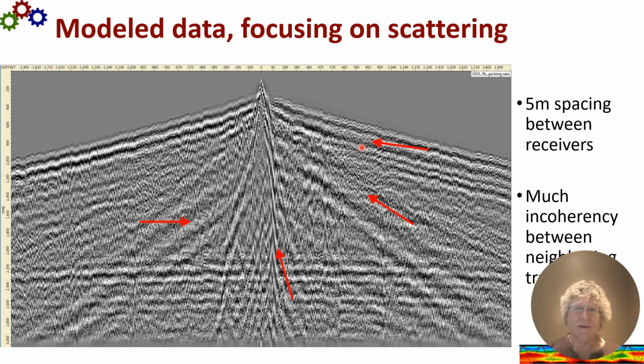There's a little incoherency between neighboring traces, poor signal to noise. The refraction multiples are there, but they're not that strong. And you have hints of reflections here and here.